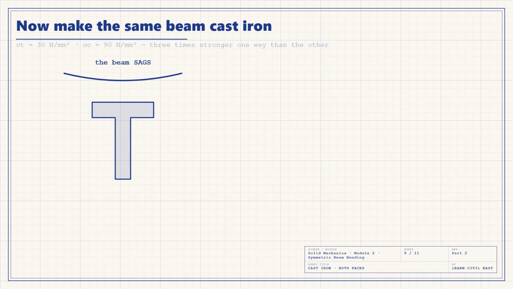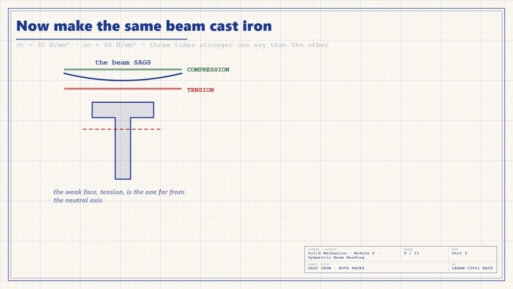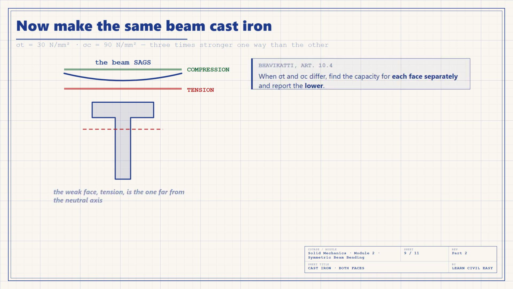Take the permissible stress in tension as 30 newtons per square millimeter and in compression as 90, 3 times as strong one way as the other. The beam is simply supported, so it sags, which means the bottom is in tension and the top is in compression. Now Bhavikati gives us the rule: when the permissible stresses differ, work out the moment capacity for each phase separately and report the lower of the two.